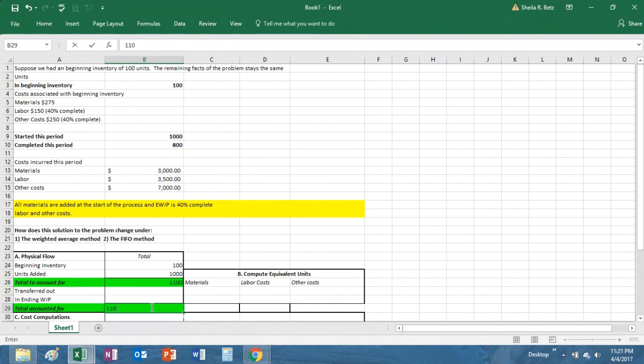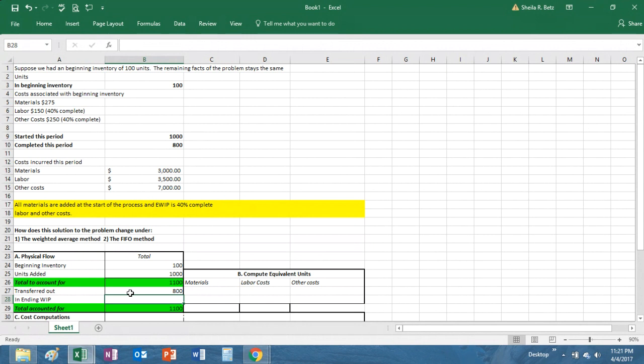The total to account for, the two areas highlighted in green, must always be the same number. So I just automatically fill in that green with 1,100, so I remember that these other two rows have to equal 1,100 as well. And it tells us that we completed 800 units this period. Completed and transferred out is the same thing as well. It means that 800 units are ready for sale. They've been transferred to the finished goods area.